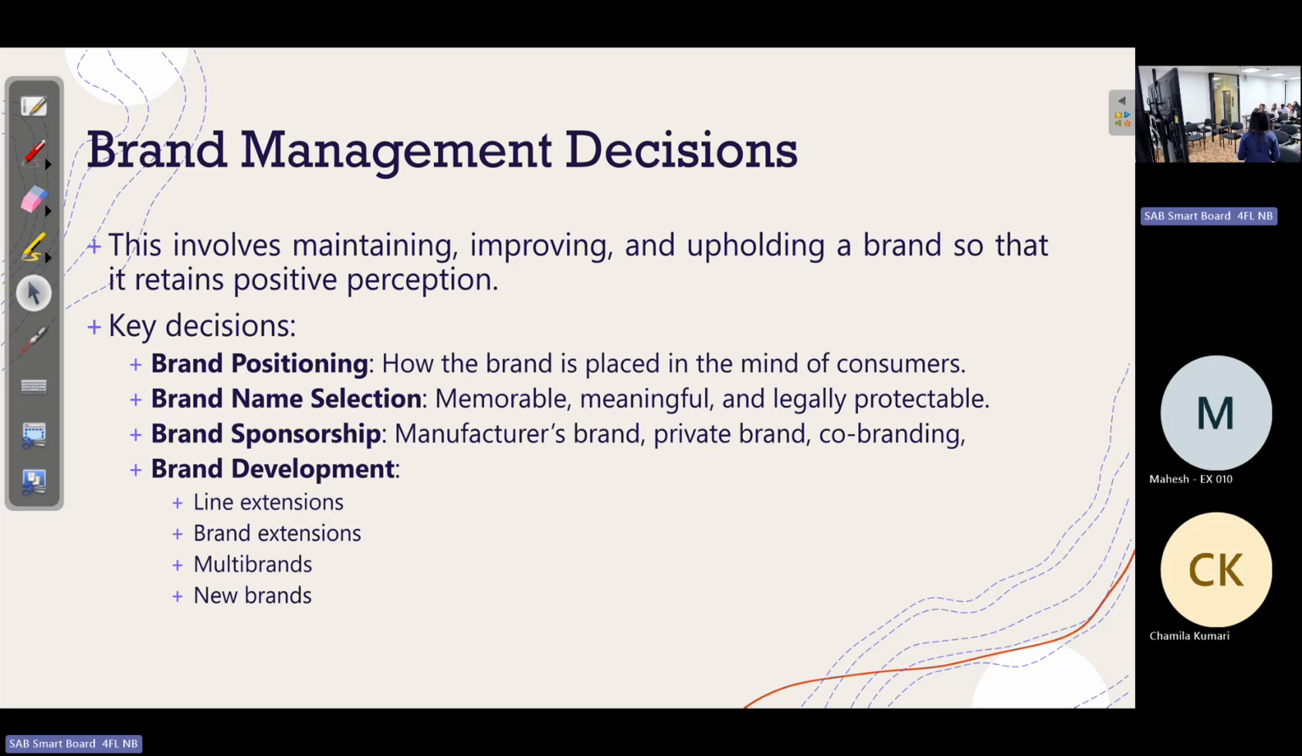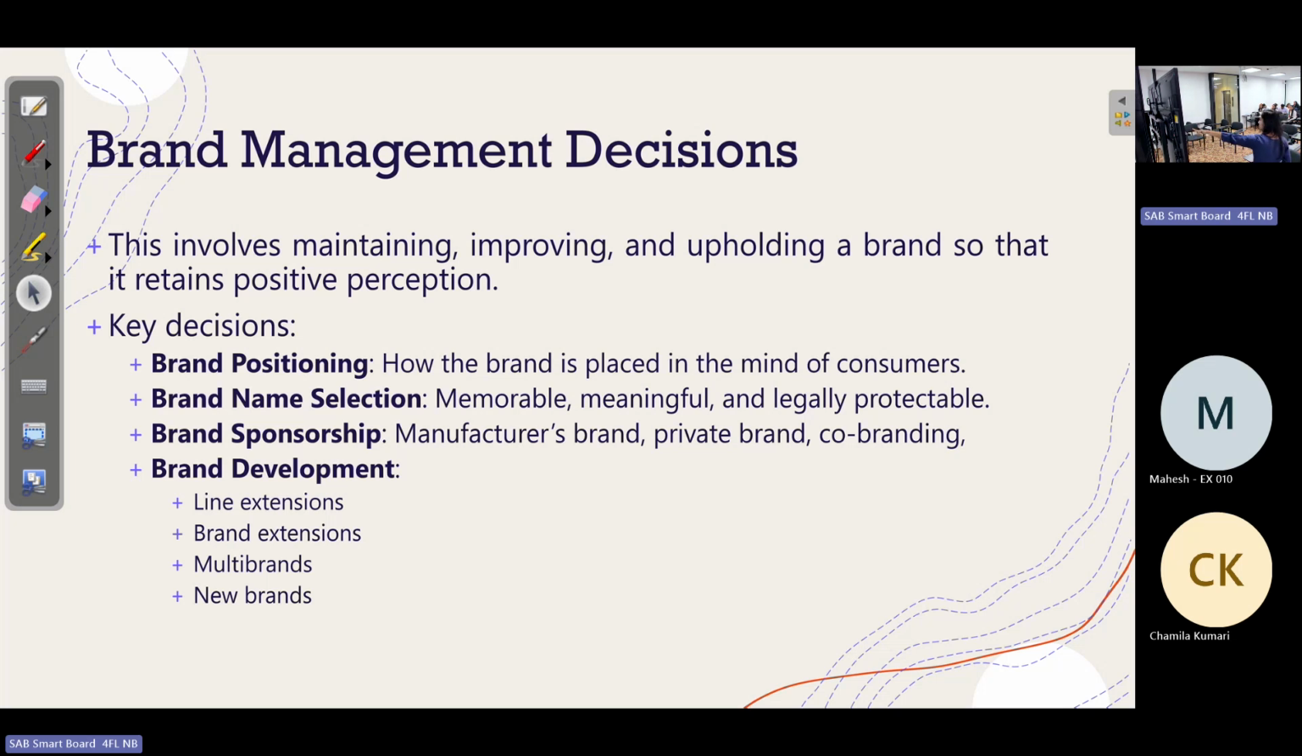Then we have brand name selection. When we are going to select or create a brand name, there are a few characteristics that we have to consider. For example, a brand name should be something that we can memorize easily, so it should be memorable, and it needs to have a meaning which symbolizes the product or its competitive values. It should also be something that can be legally protected. These characteristics should be there when we are selecting the brand.